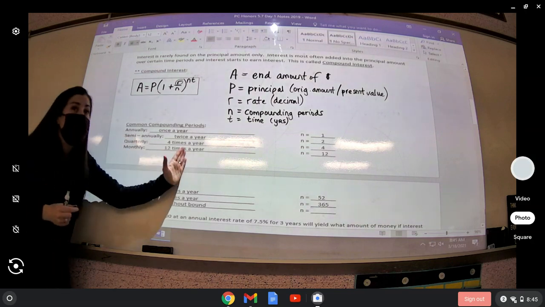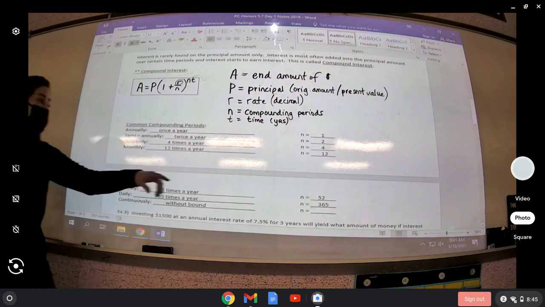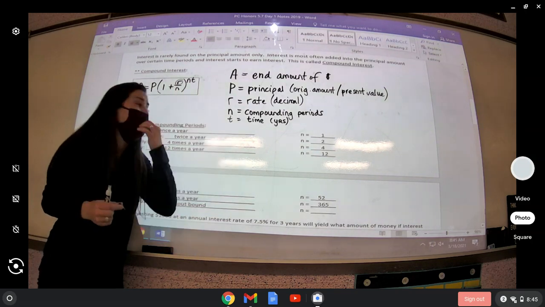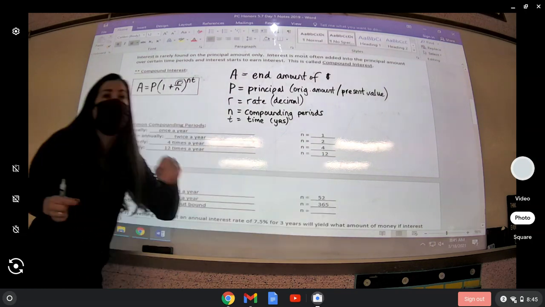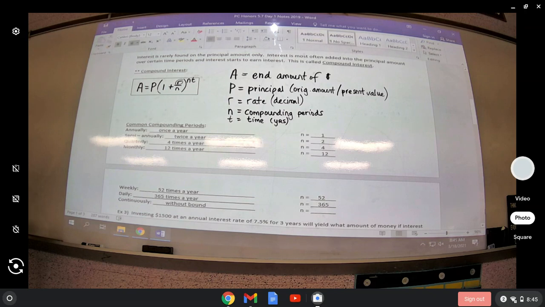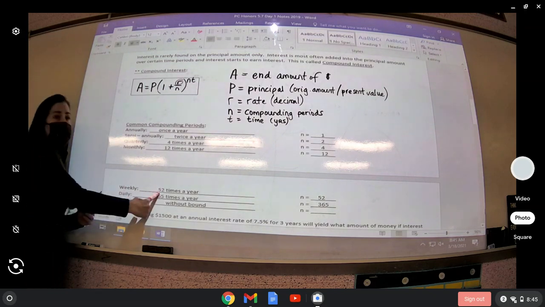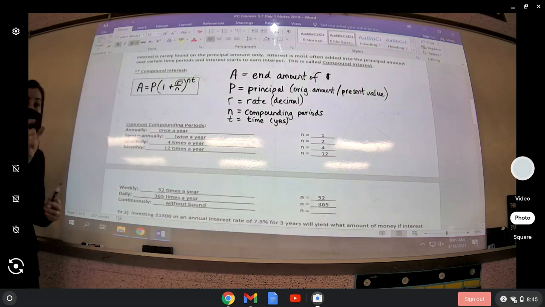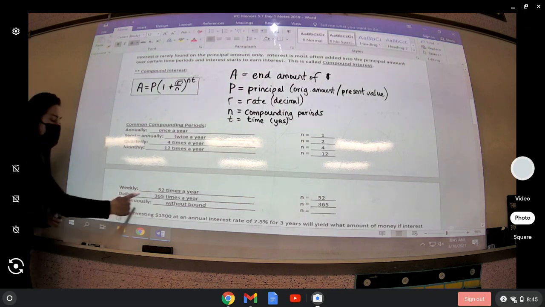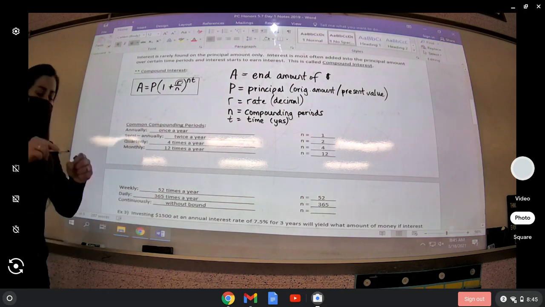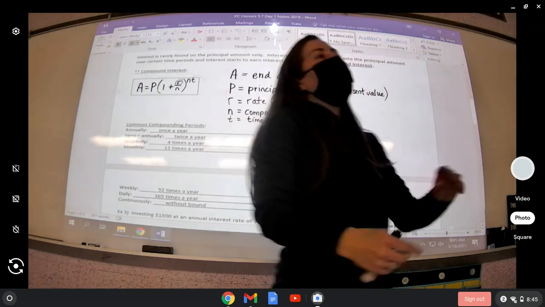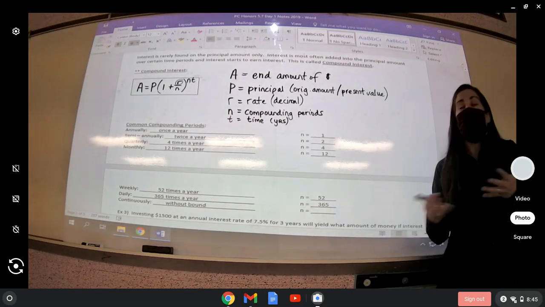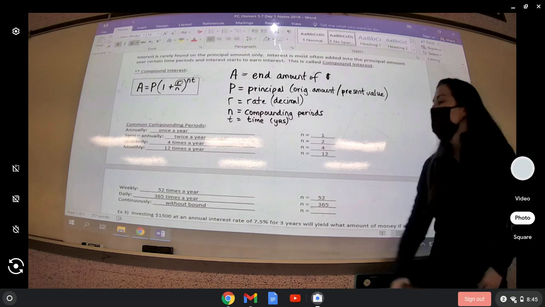Monthly is 12 times a year. At the end of each month, they're going to stop, calculate some interest, and add it in. So guys, that's 12 times a year they would be adding interest into your principal. So n is 12. Weekly, there's 52 weeks in a year, so n would be 52. 52 times they would take your money, calculate some interest, and add it in. Daily is 365.